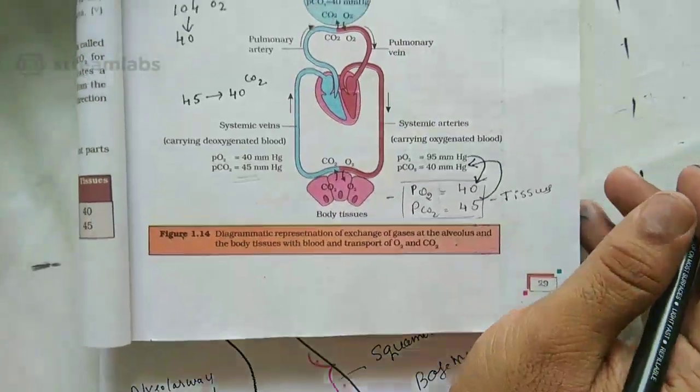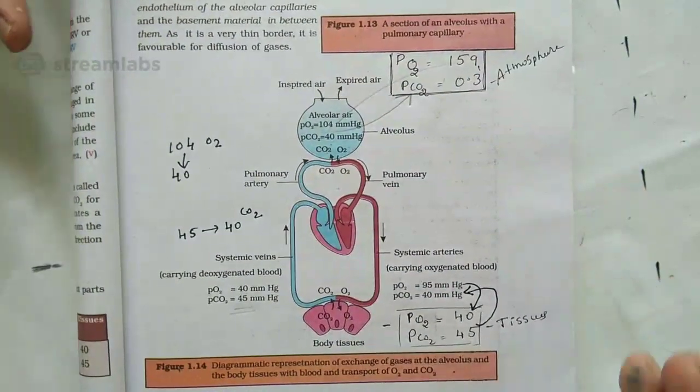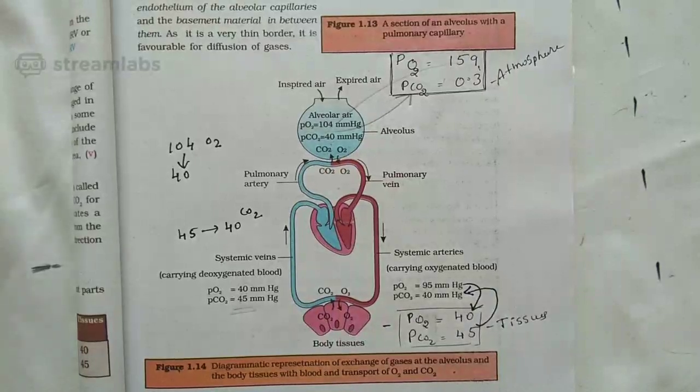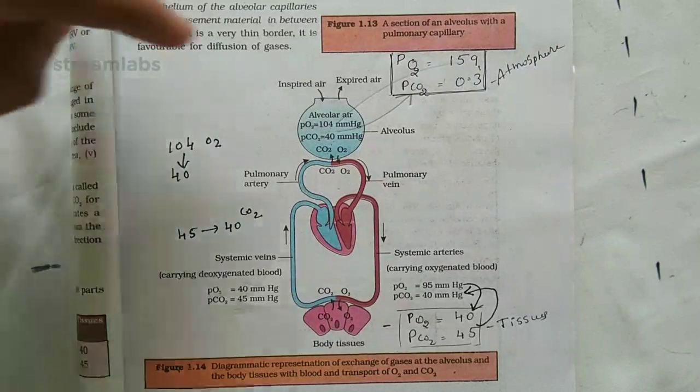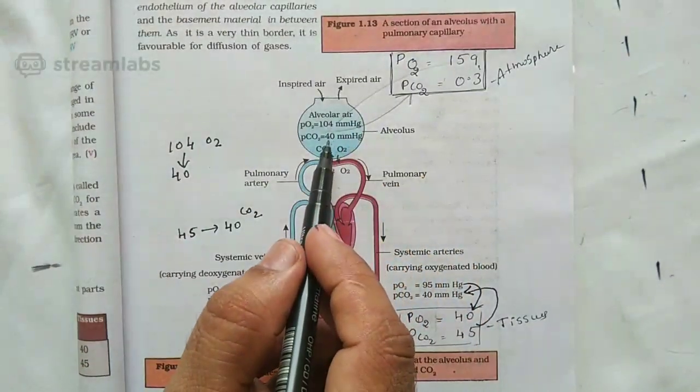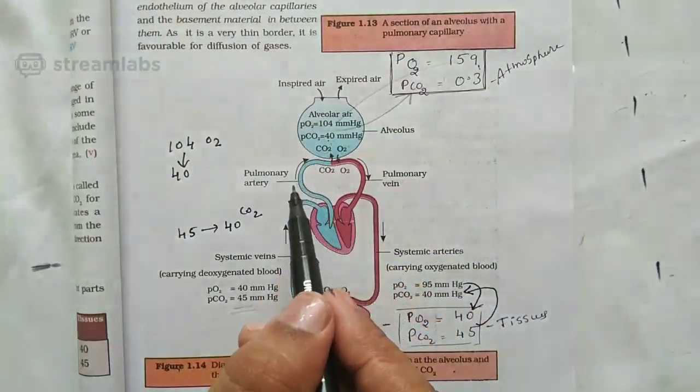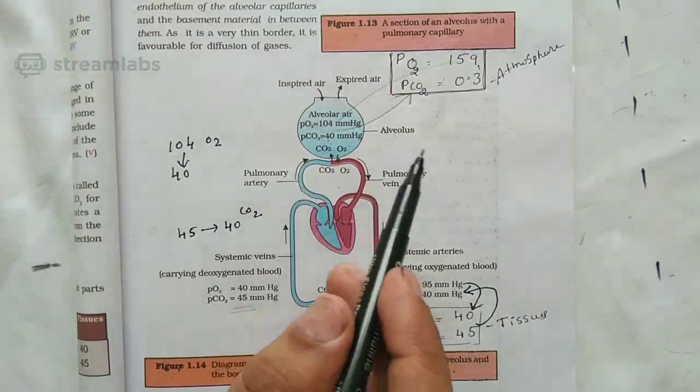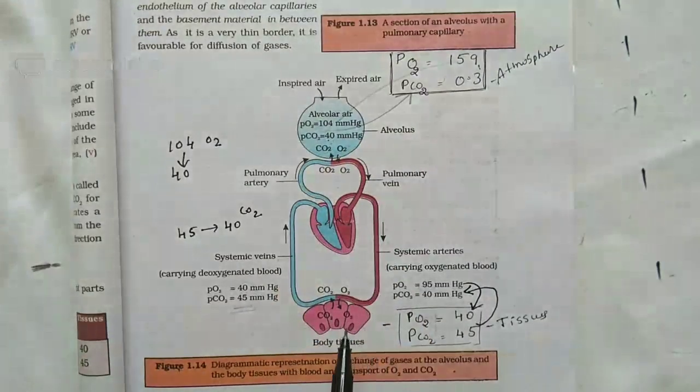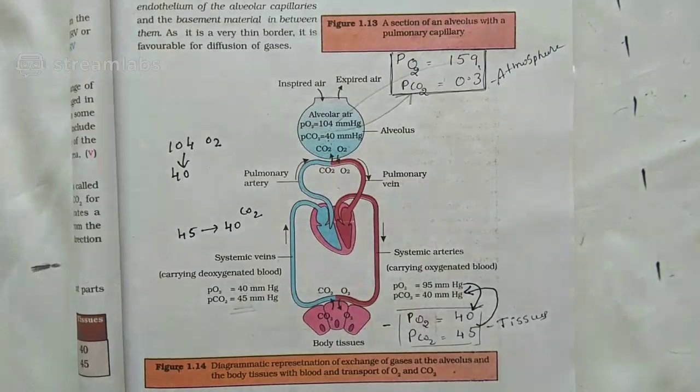Please remember these values. I'll repeat once again. Always gases move from higher partial pressure to lower partial pressure. The comparisons are what? Atmosphere to alveoli is the first comparison. Alveoli to deoxy blood is the next comparison. And oxy blood to tissue is the third comparison.